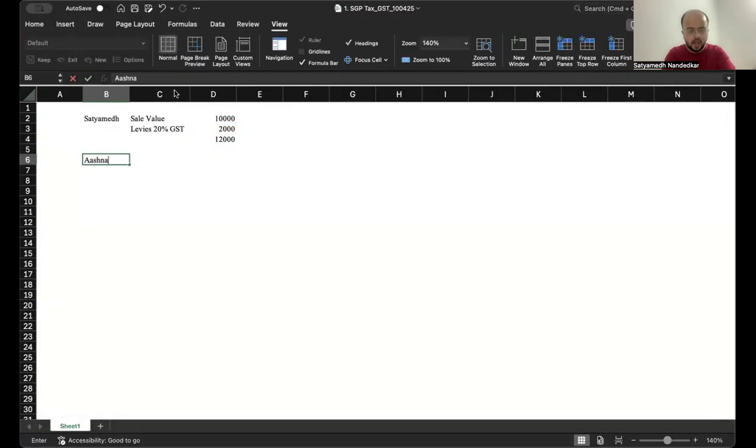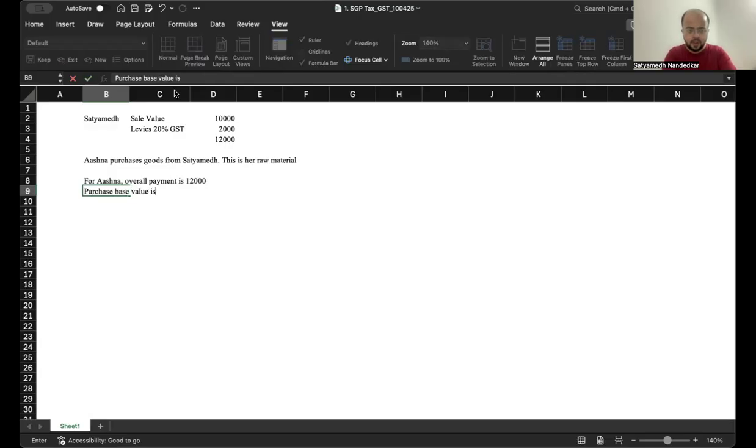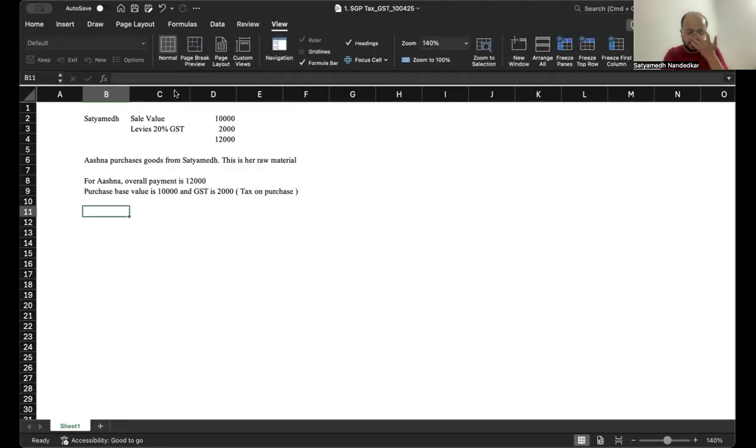Now, Ashna purchases goods from Satyamed. This is her raw material. So, for Ashna, overall payment is 12,000, and purchase base value is 10,000, and GST is 2,000. Can I say that this is tax on purchase for Ashna? On the purchase that she made, she had to shell out a tax of 2,000.